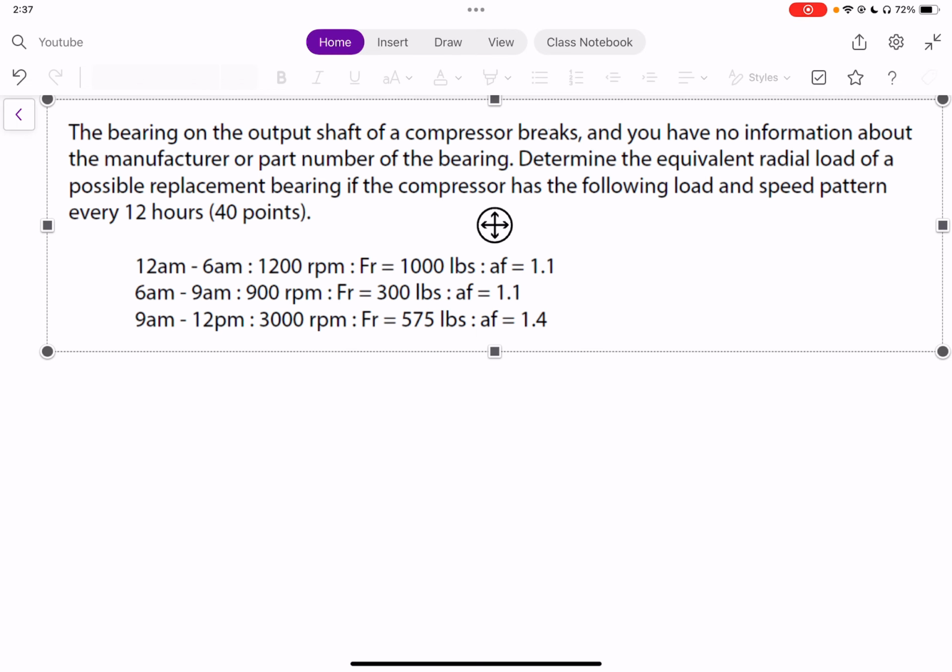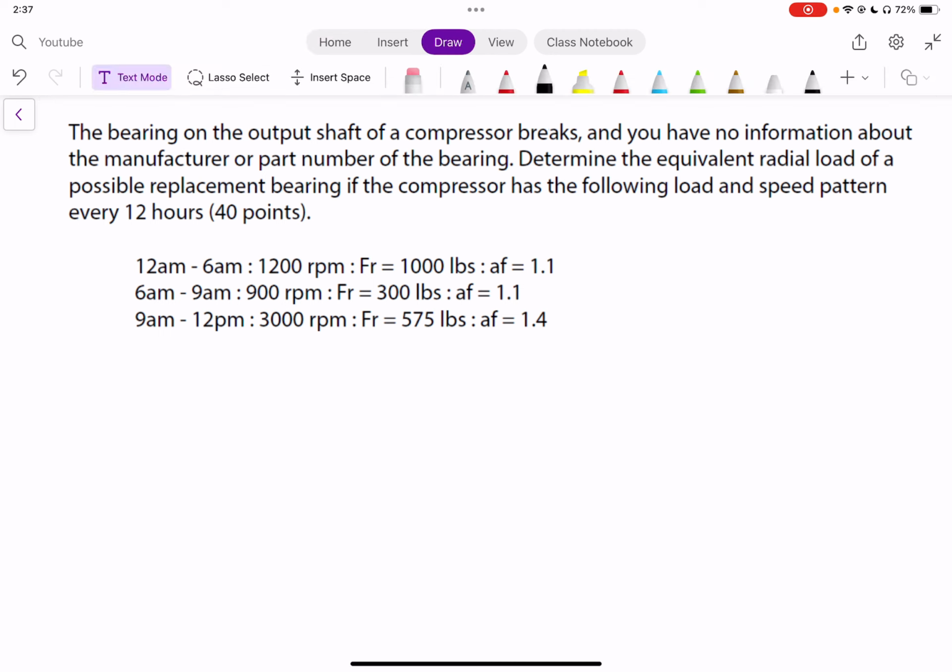So the problem says the bearing on the output shaft of a compressor breaks, and you have no information about the manufacturer or part number of the bearing. We're told that we have to determine the equivalent radial load of a possible replacement bearing if the compressor has the following load and speed pattern. So instead of just finding an FE, which could be found if we had a constant loading, we have to actually find an FEQ for our system. FEQ is based on the fact that we have different loads.